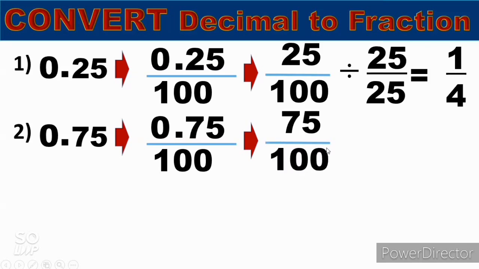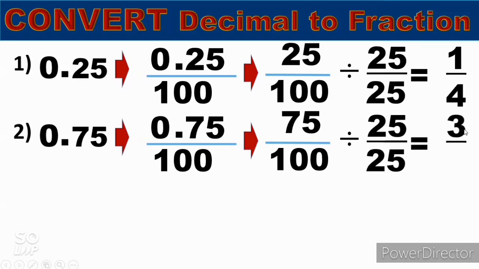Okay, the next step is to simplify by dividing both numerator and denominator by the greatest common factor of 75 and 100, which is 25. So 75 divided by 25 is 3, 100 divided by 25 is 4. So therefore, 0.75 is equivalent to 3/4.